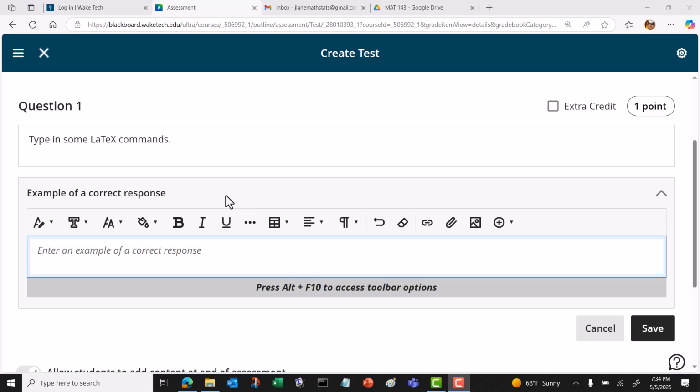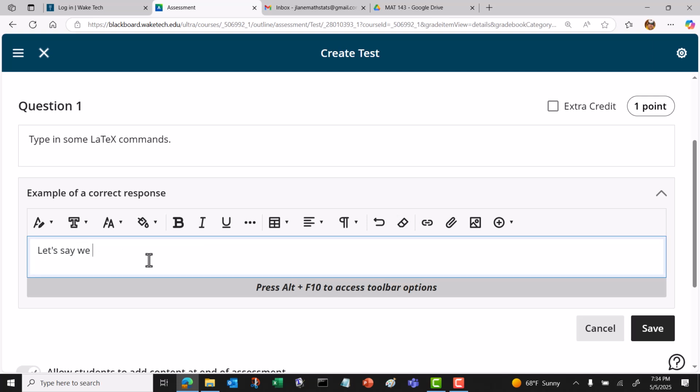Hello and welcome to a brief demonstration on how to use LaTeX in Blackboard Ultra. For this brief demonstration, we're going to demonstrate a few LaTeX commands that are pretty common to use when typesetting some mathematical expressions.